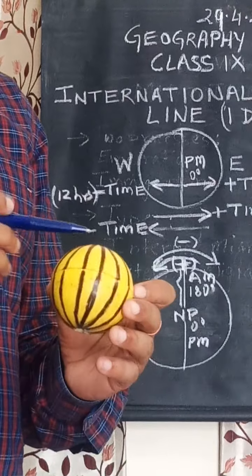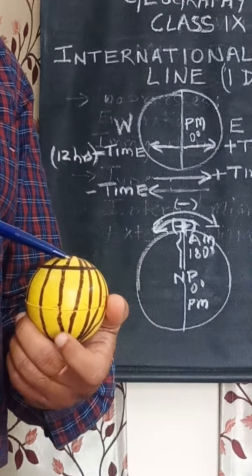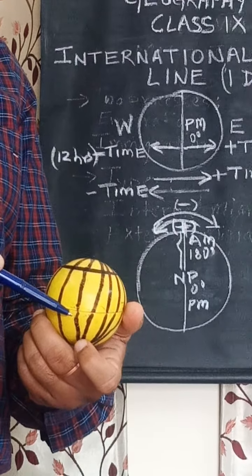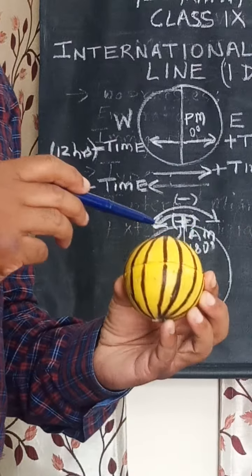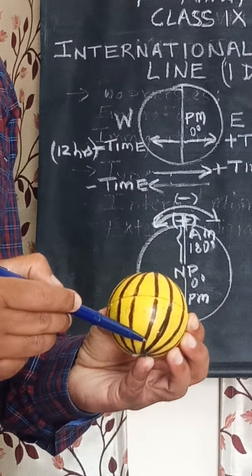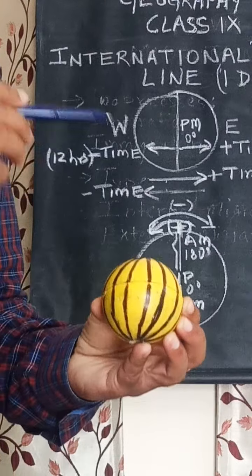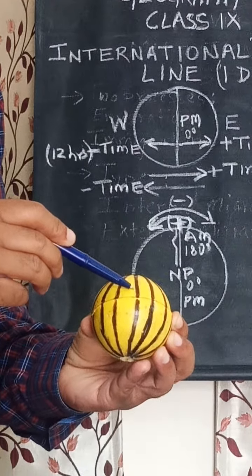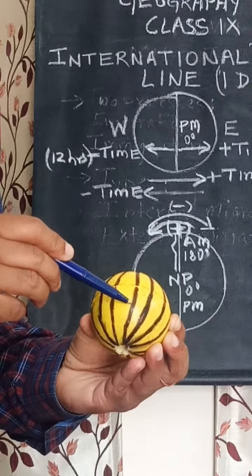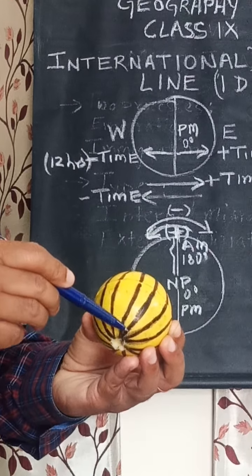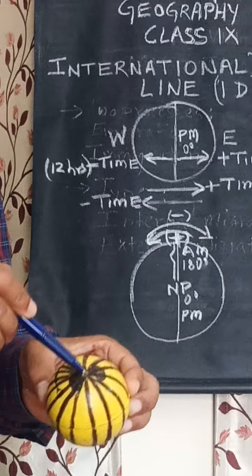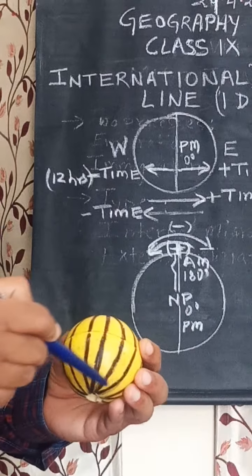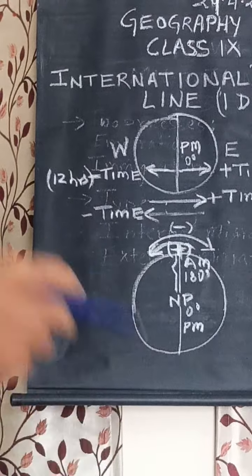Okay, and this is the 0-degree meridian called the prime meridian. This is called the anti-meridian, which is 180 degrees. The international date line runs roughly by the side of this 180-degree meridian, called the anti-meridian, from the North Pole to the South Pole through the Pacific Ocean.